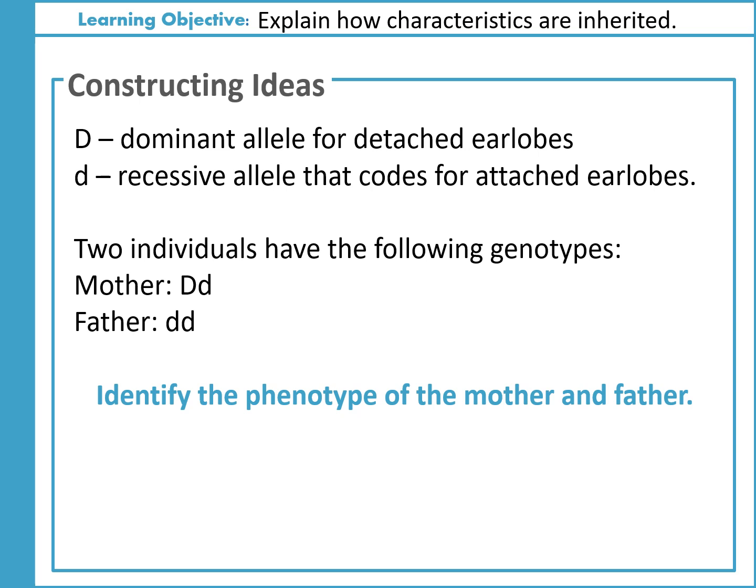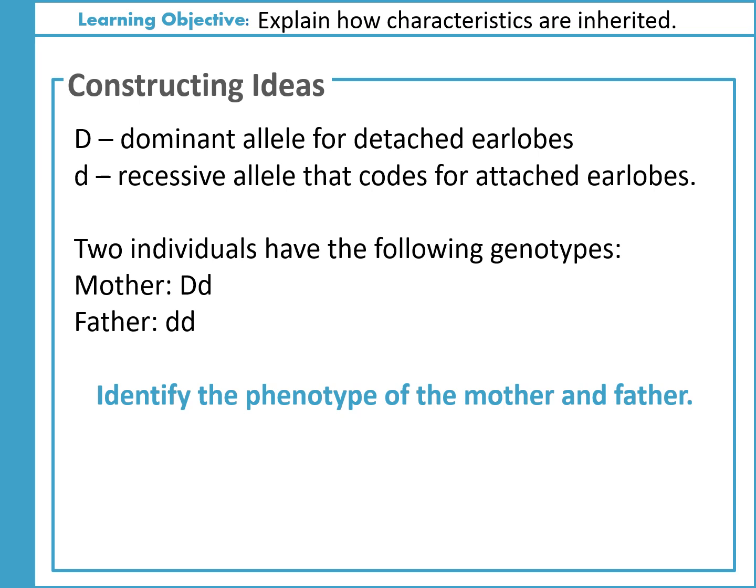Okay, so we've got two individuals with genotypes below. We've got the mother and the father. The mother is big D, little d, so she carries the allele for detached earlobes, and the father is little d, so he does not carry the allele for detached earlobes. Now I want you to think about what the phenotype of the mother and the father will be. So that means what characteristic is expressed, what do they look like in terms of their earlobes. Have a little think about that.